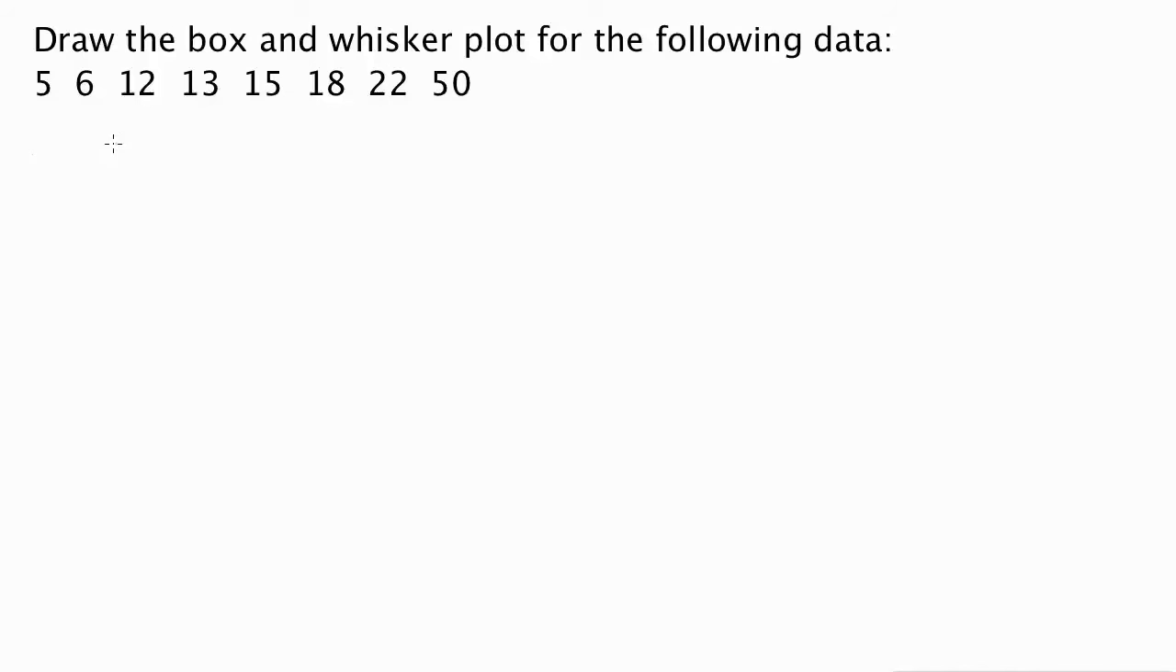Let us draw the box and whisker plot for these data. In this case, the data will have an outlier, which is 50. So the steps again that you have to follow will be, number one, find the minimum and the maximum. The minimum here is 5 and the maximum is 50, and that's important because you need that for the preparation of the scale.